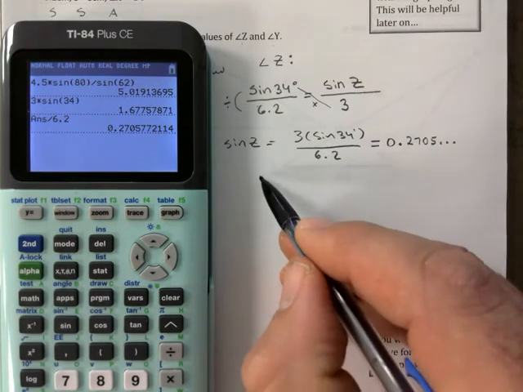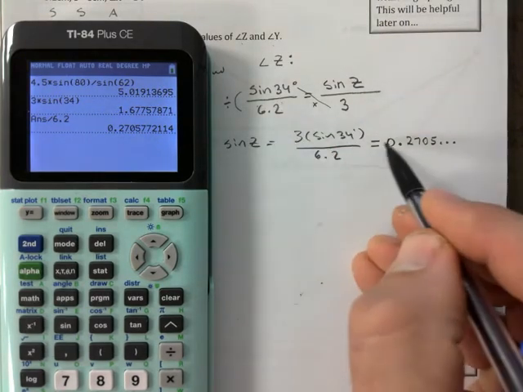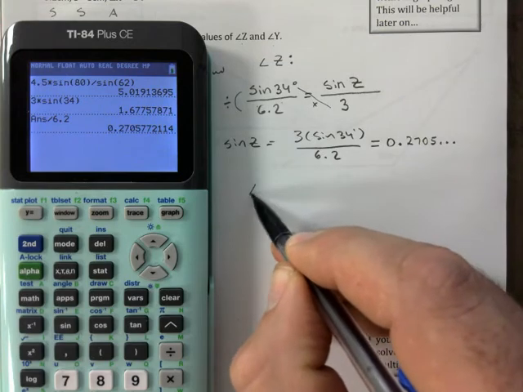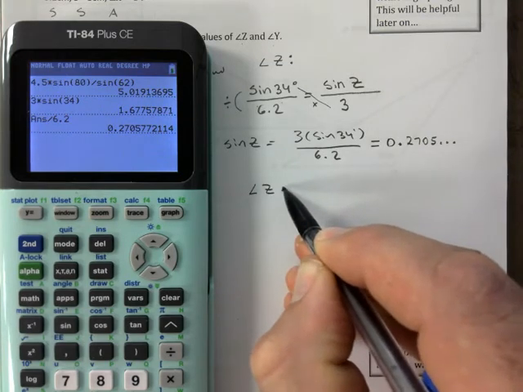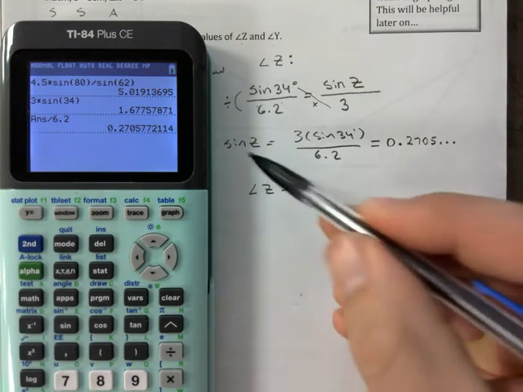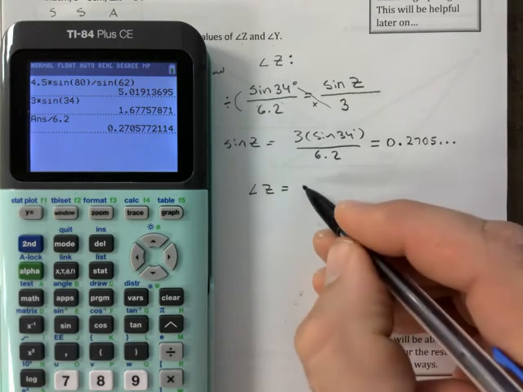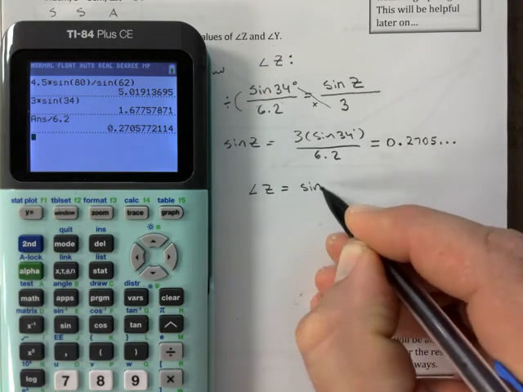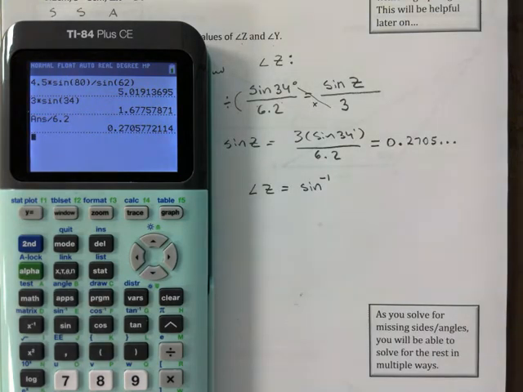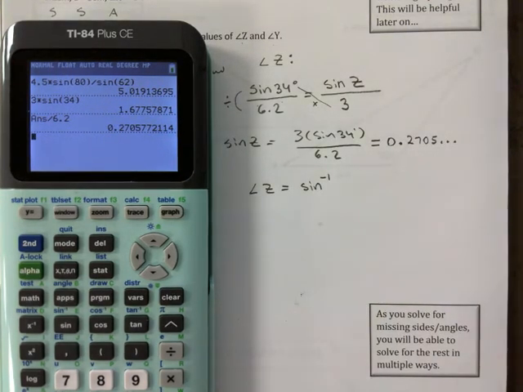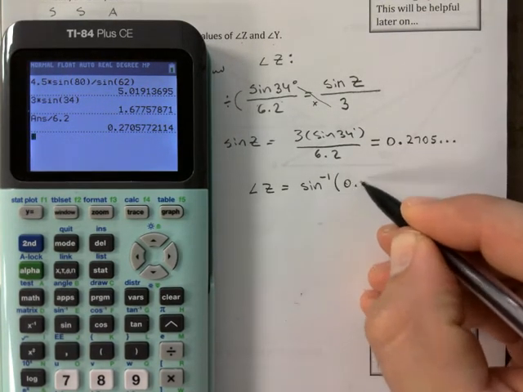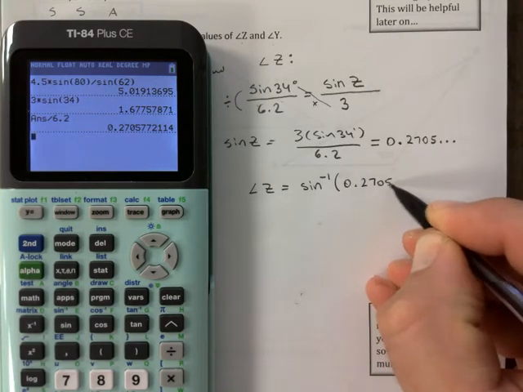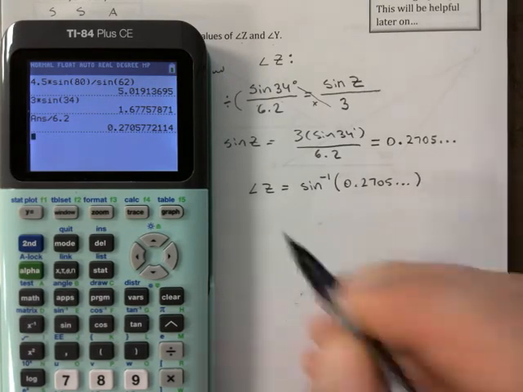So this is one line, two lines, and then a third one. Angle Z is going to be, oh, Mr. Dirksen, you dropped the sign. I know, but it's coming back here as inverse of 0.2705, because we're using all of it.